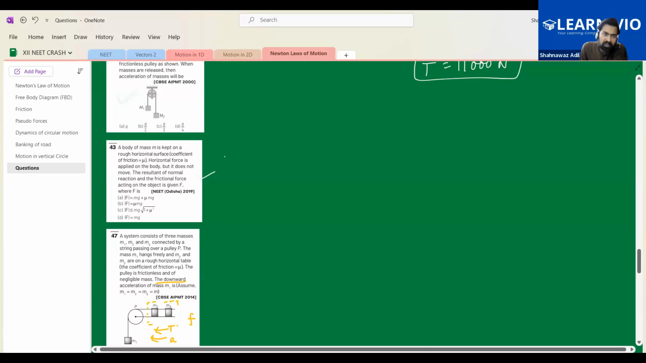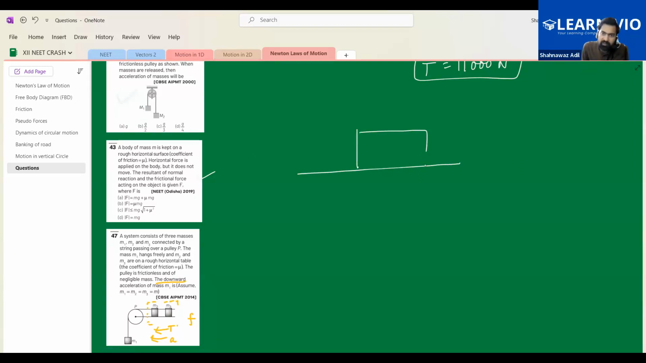A body of mass m is kept on a horizontal surface, and a horizontal force is applied on the body, but it does not move. The resultant of the normal reaction and the frictional force acting on the object is given as F. So we have this friction, and then we have this normal reaction. We have to find the resultant of the normal reaction and the frictional force on the object.